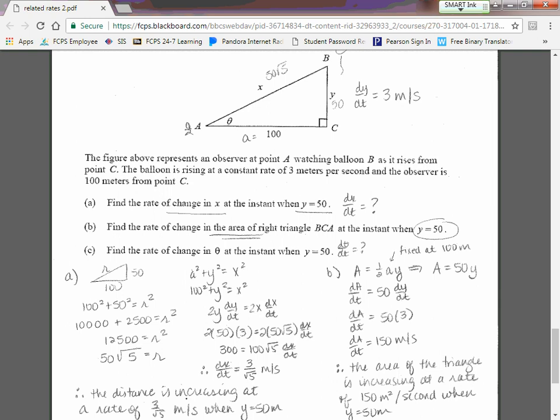Okay, so here it says we've got this guy watching the balloon. And the observer is 100 meters from point C. The observer is not walking back and forth. The observer is staying put. So this distance is staying a constant 100. It's a fixed amount, that distance is not changing. Our height of our balloon, y, that is changing. So we have to use the variable for that. X, the distance between the observer and the balloon, is changing. So we have to leave that as x. But this distance of 100, I'm 100 feet away from the wall over there. I'm not moving, so that distance is not changing. We can put in that constant.